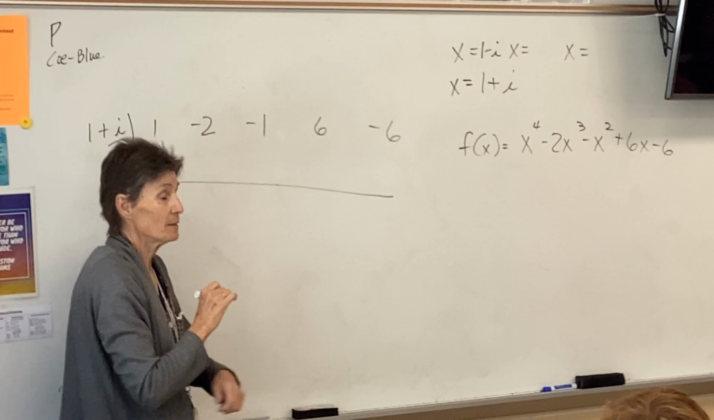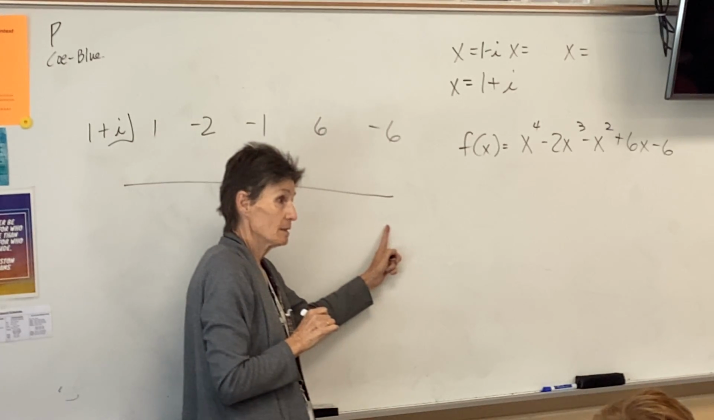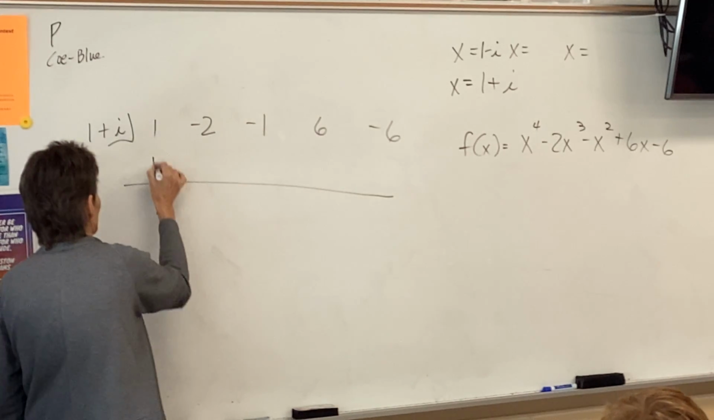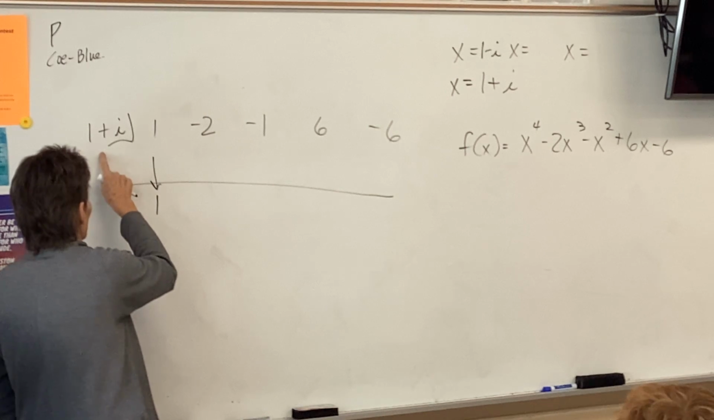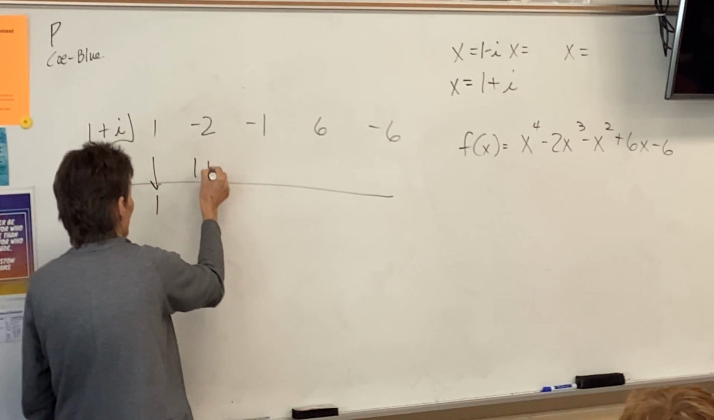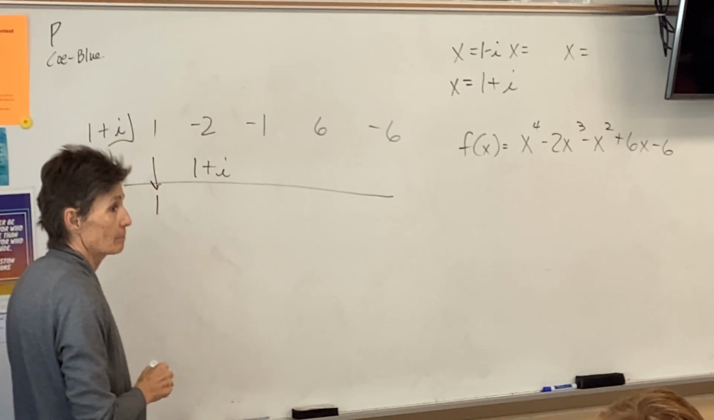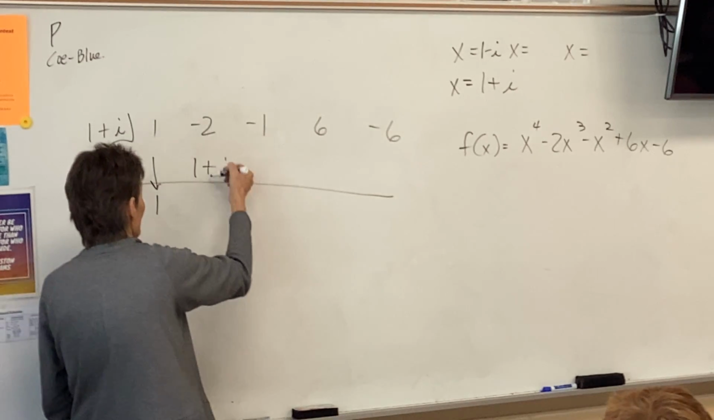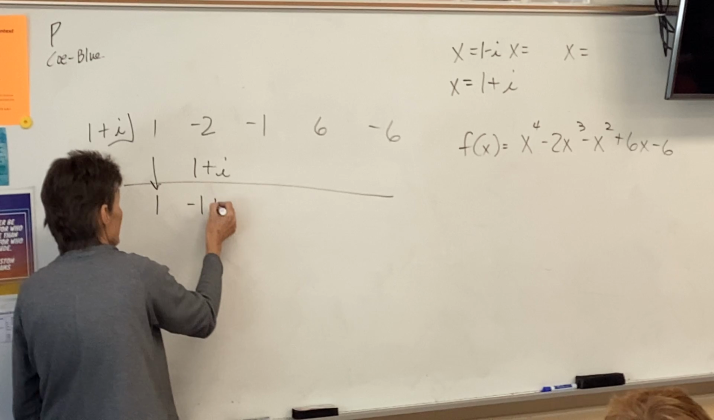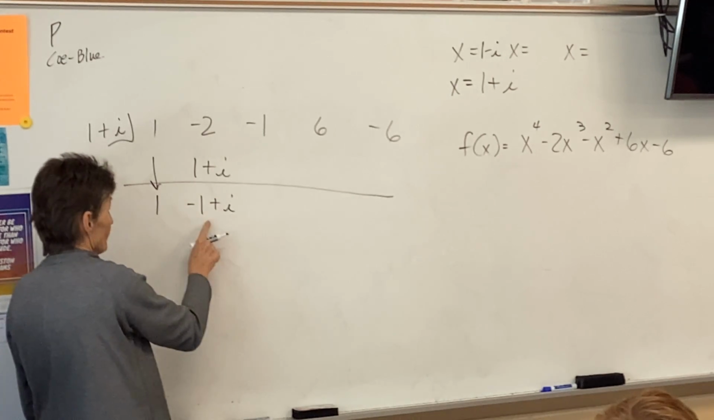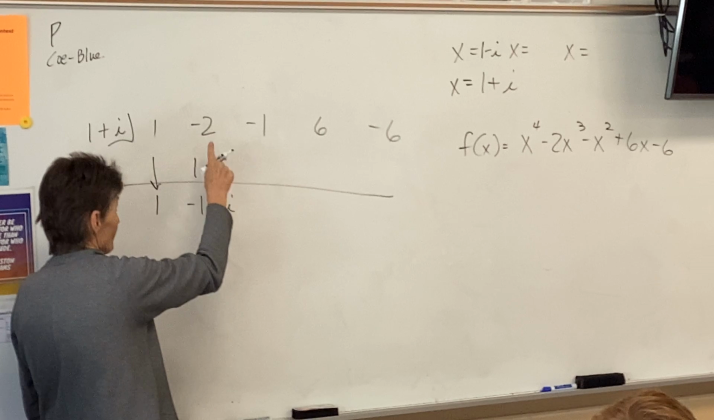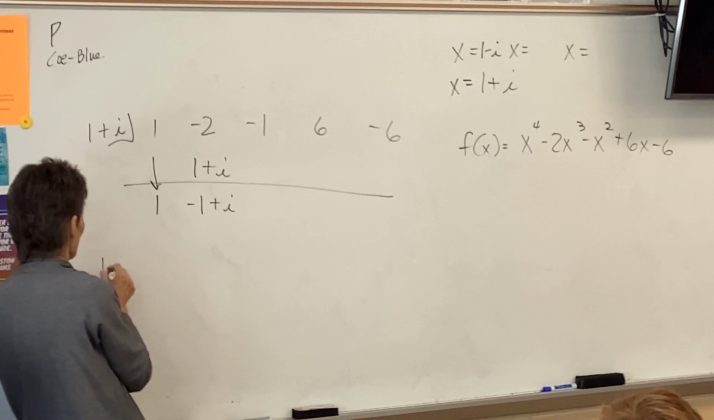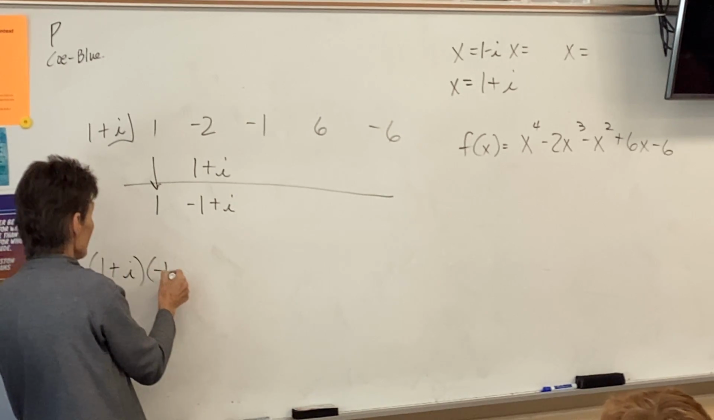Now I know what had better happen. This had better be a 0. 1 plus i times 1 is just going to be 1 plus i. I'm going to add these. What do I get when I add these? Negative 1 plus i. Is that right? So now I'm going to multiply. I can't do that in my head, so over to the side, I'm going to multiply these.